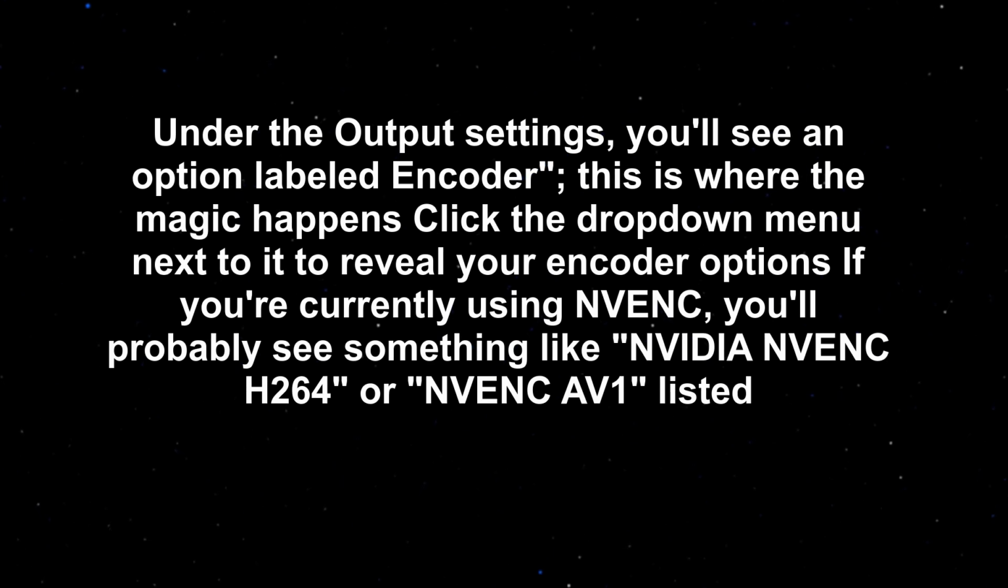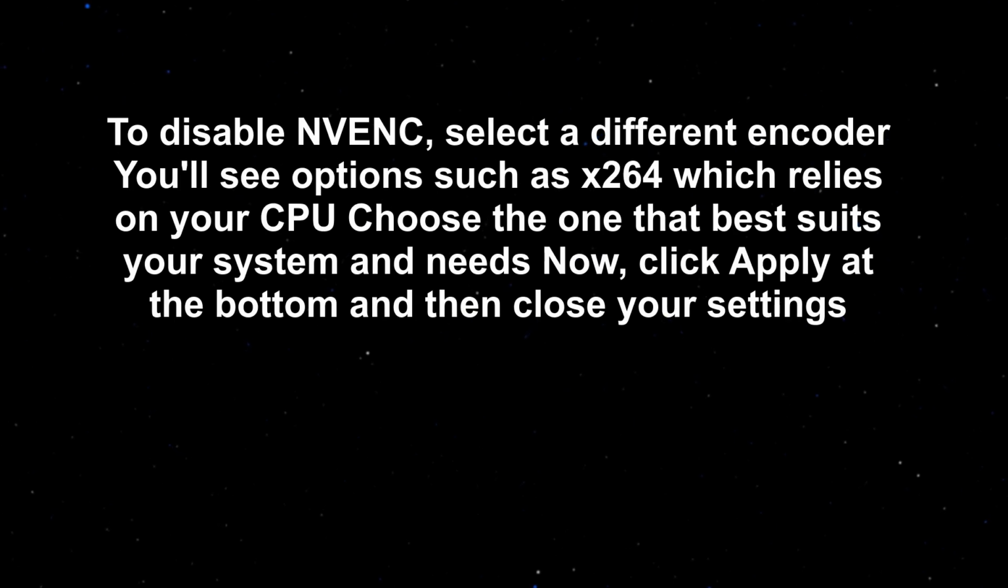Click the drop-down menu next to it to reveal your encoder options. If you're currently using NVENC, you'll probably see something like Nvidia NVENC H.264 or NVENC AV1 listed. To disable NVENC, select a different encoder.